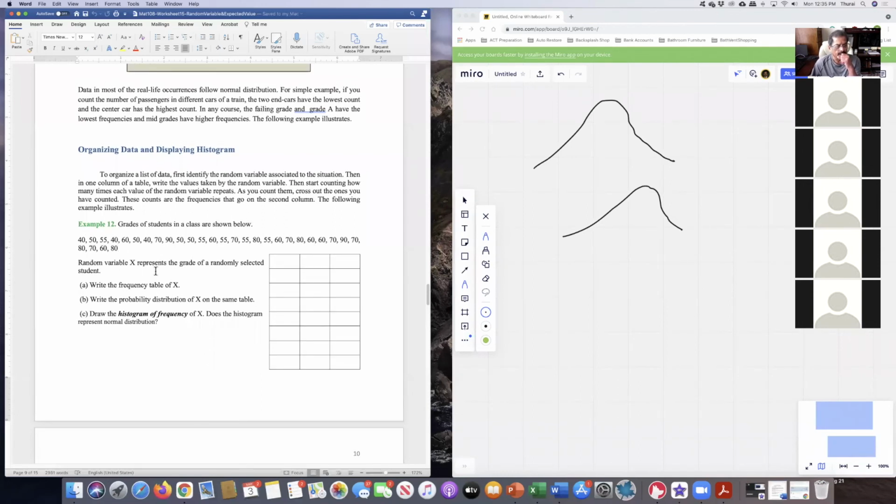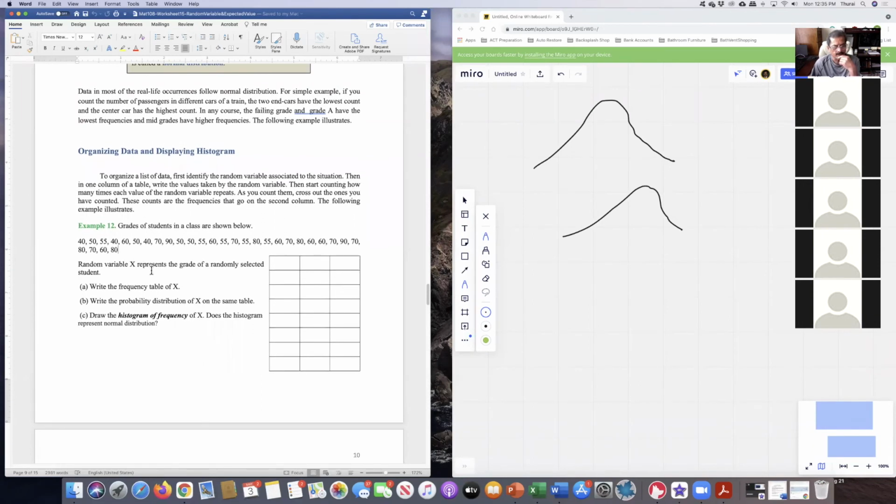This problem says if X represents the grade of the random student, then write the frequency table of X, and then write the probability distribution of X in the same table, and then draw the histogram. All right, so you need to begin by introducing the title. Grade is our random variable. So random variable X represents grade. You can write that if you like, grade of a random student.